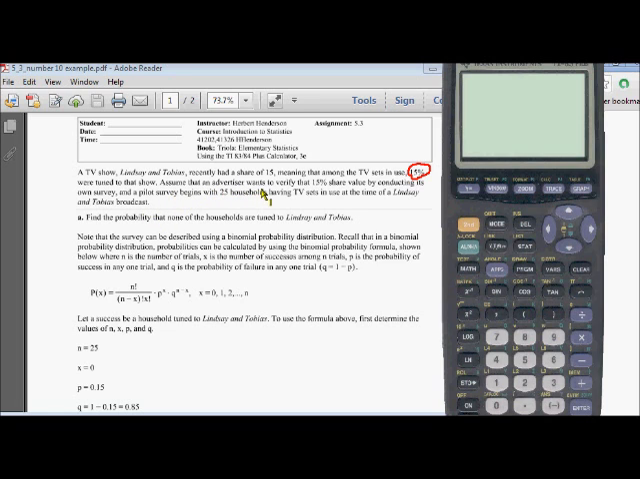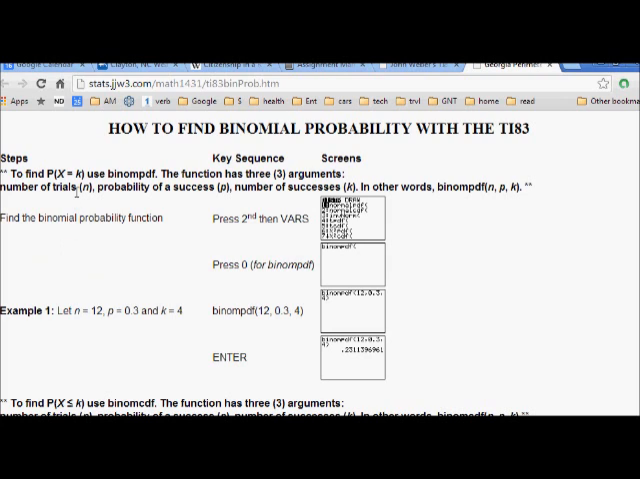Assume that the advertiser wants to verify the 15% share by conducting his own survey. And a pilot survey begins with 25. Okay, this is that K or X that I was talking about. Let me make sure I said that right. No, excuse me, it is N. The number of trials is N. K or X is the number of successes. We'll get to that in just a moment.